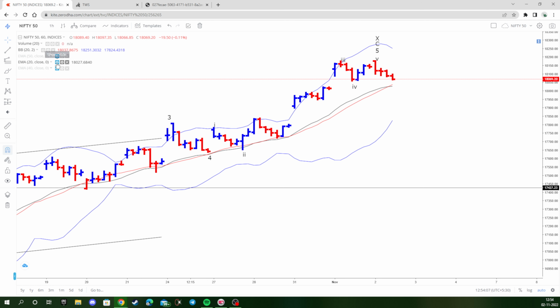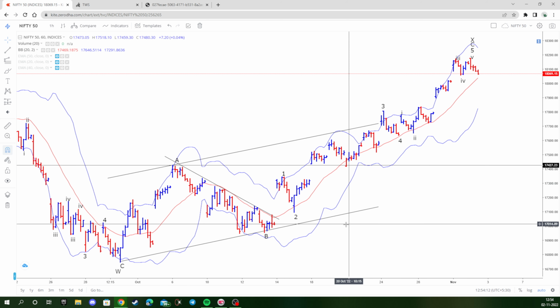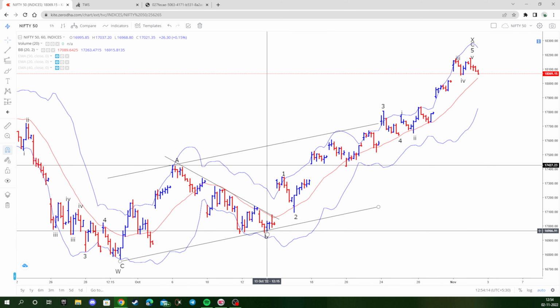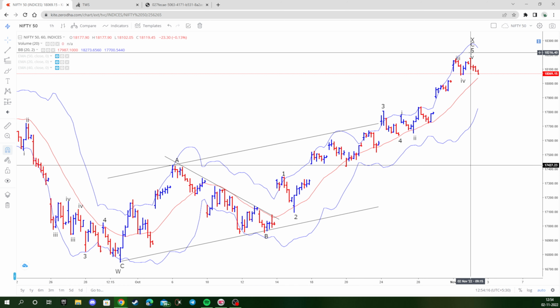If we close above that, then we get a textbook confirmation that the short-term uptrend that we saw from 13th of October to today, 2nd of November, might be on the verge of ending. And that is how I look at the charts right now.